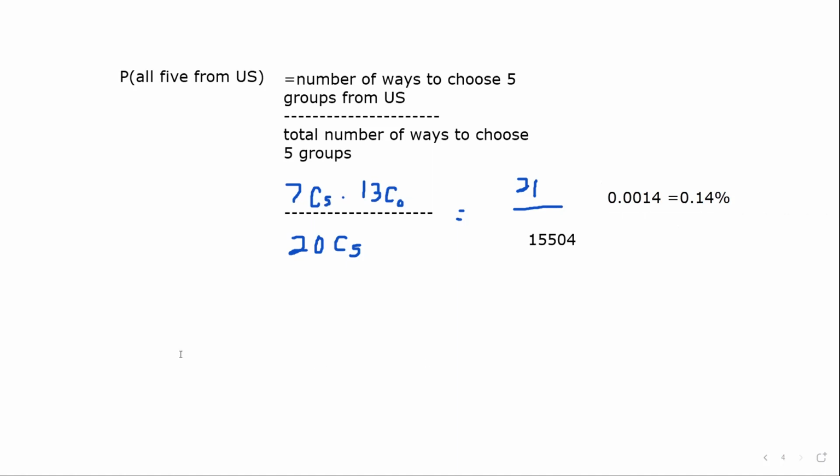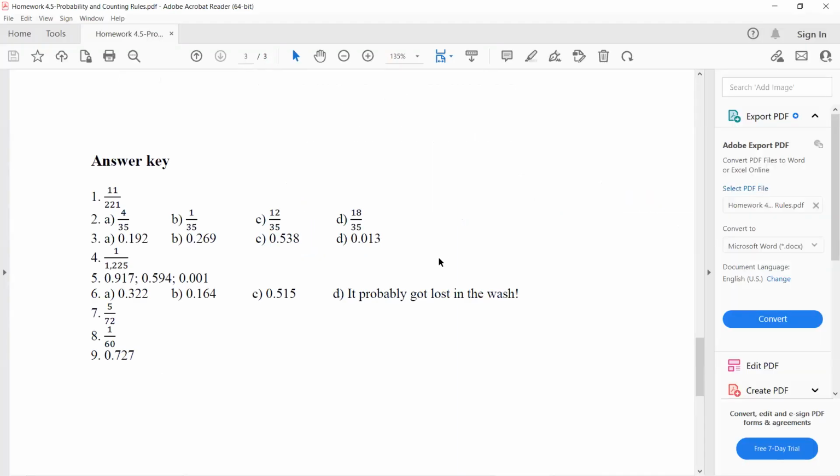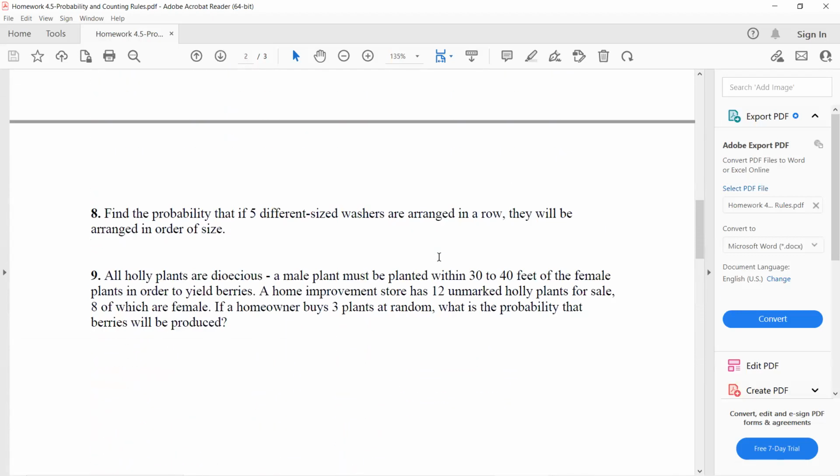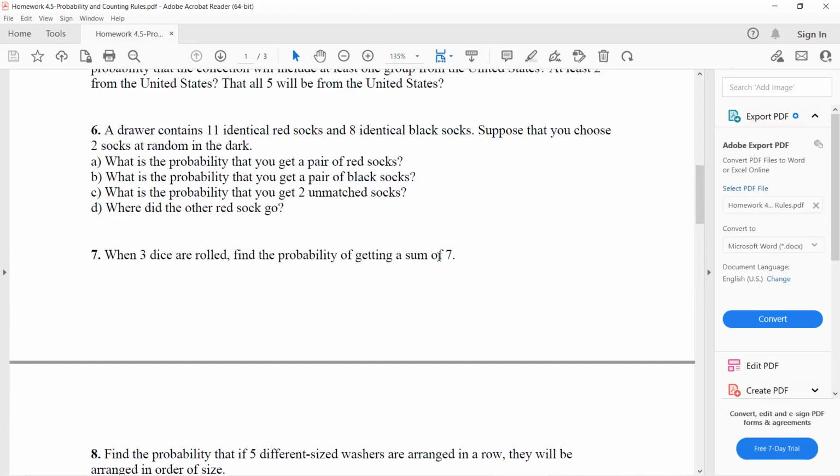Shall we do number 6? Yeah, okay. Let's look at number 6 here. I think number 6, there's not as many. This is red and black socks. A drawer contains 11 identical red socks and 8 identical black socks. Suppose that you choose 2 socks at random in the dark. What is the probability that you get a pair of red?